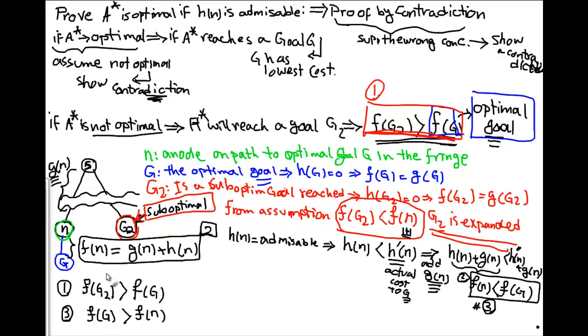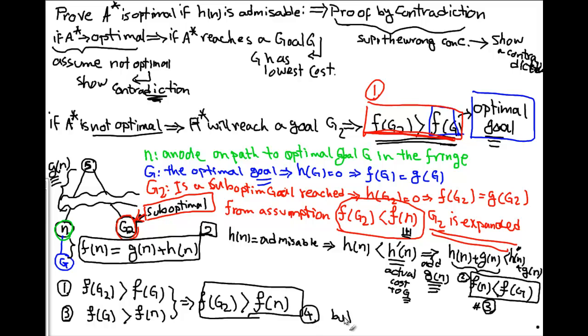Now look at this. F of g2, I'm supposing that is greater than f of g. And also I know that f of g is greater than f of n. From these two equations, I gather that f of g2 must be greater than f of n. Okay? We call this equation number 4. But 4 and 1 plus 1, this guy here, these contradict, right?